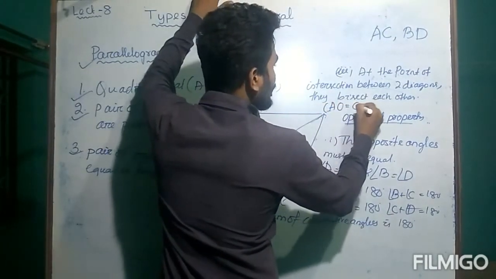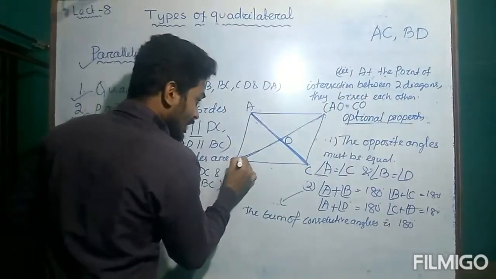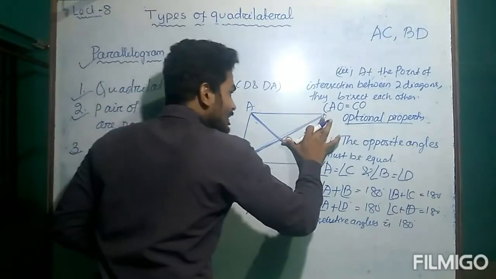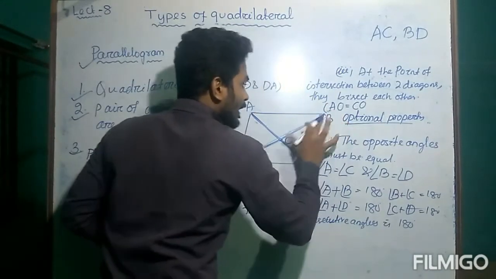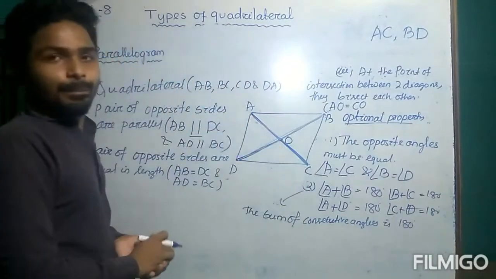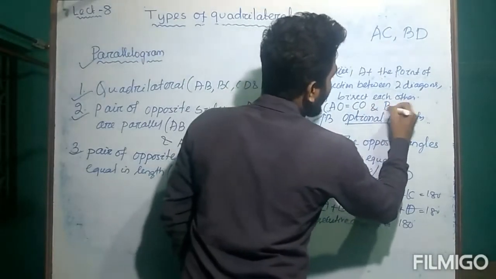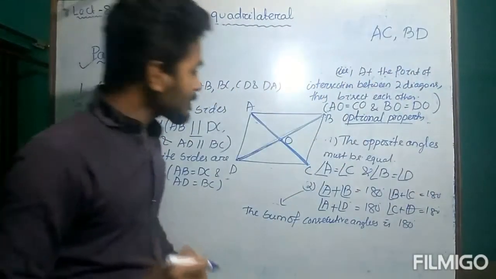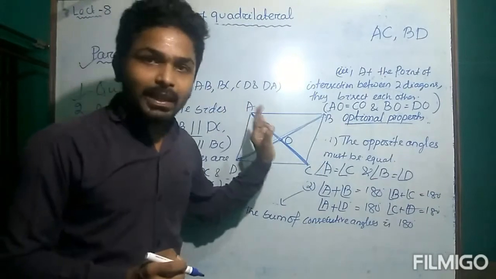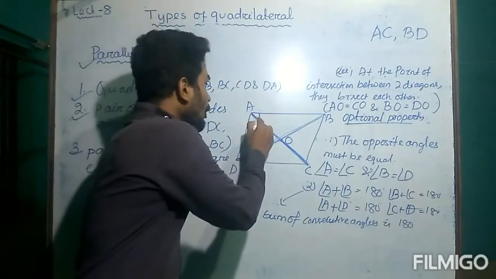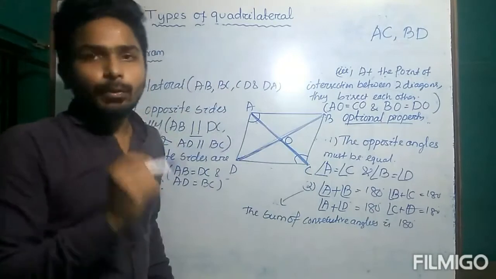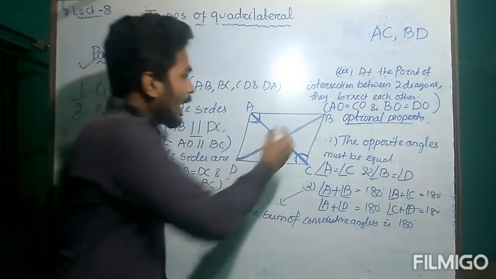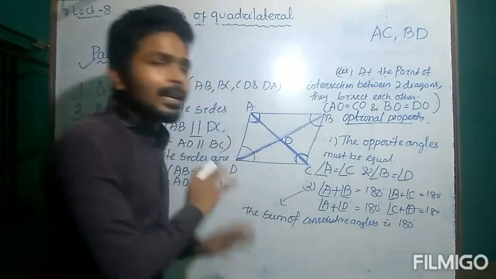AO is equal to CO. Similarly, this diagonal is also bisected at the point O. So you can write BO is equal to DO. Okay? Again, I am saying all the three properties. The first property tells you that the opposite angles are equal. It means angle A and angle C are equal and angle B and angle D are equal.